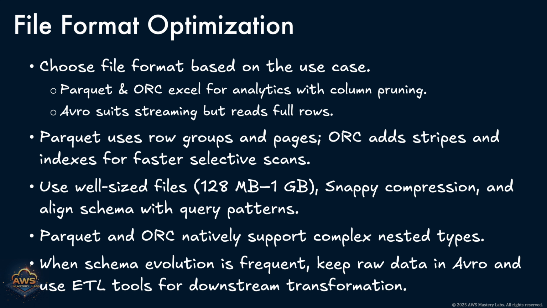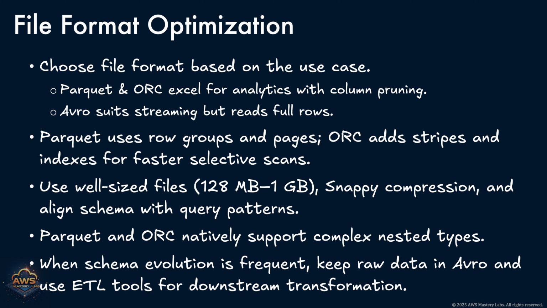Diving deeper, the internal structure of these columnar formats also matters. Parquet organizes data into row groups and pages, enabling efficient predicate pushdown and column skipping. ORC uses stripes and built-in indexes, including Bloom filters, to further accelerate selective queries. Both formats support rich metadata, which Spectrum leverages to optimize scans and reduce I/O.